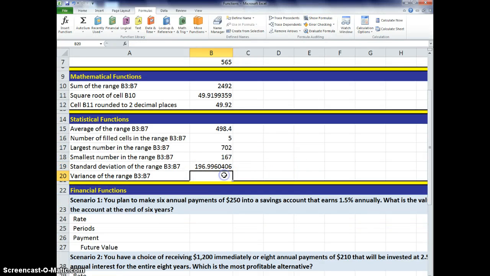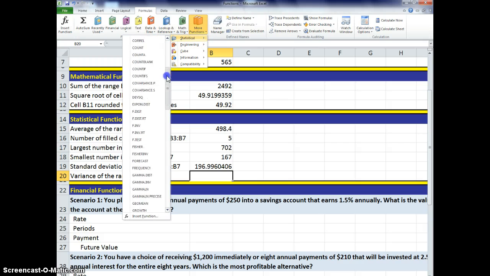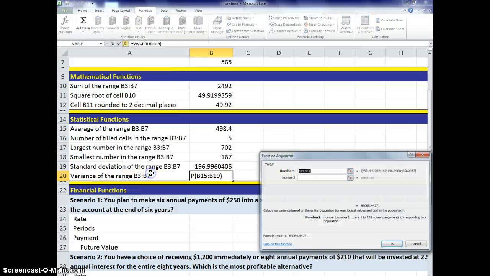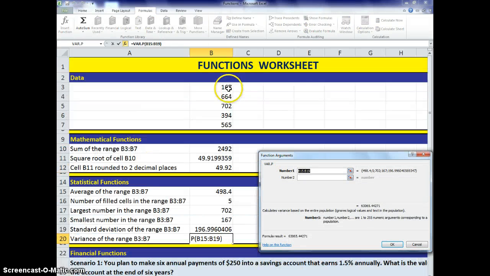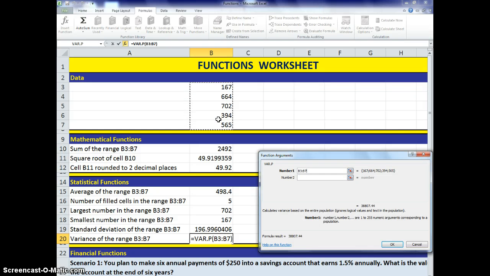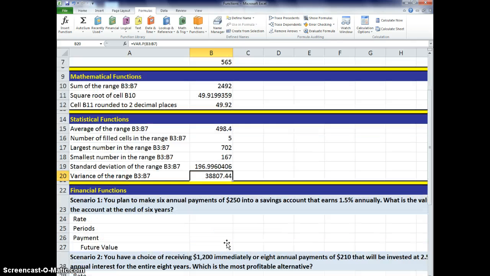And variance. Same process. More functions, statistical. Let's look for variance. Under the V's for alphabetical order. P for range. And it is going to be from B3 to B7 again. Enter! Or I could have clicked OK. I have 38,807 and 44.